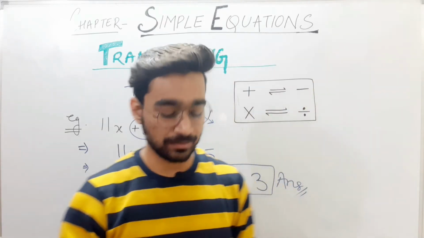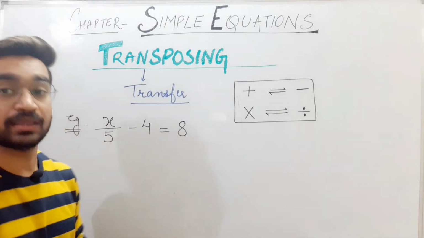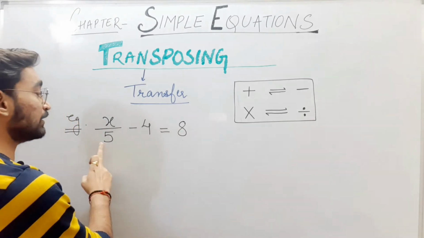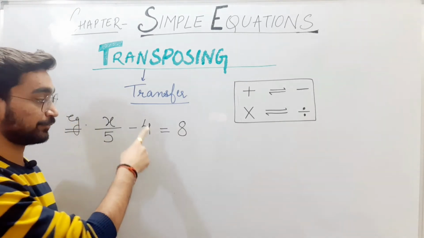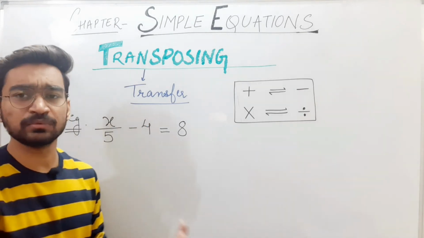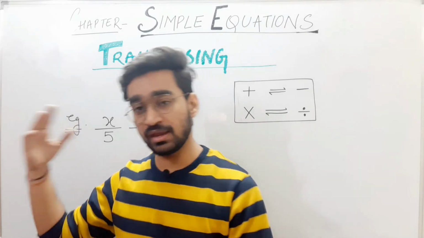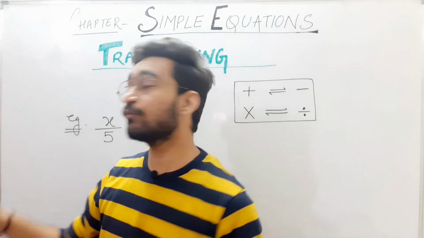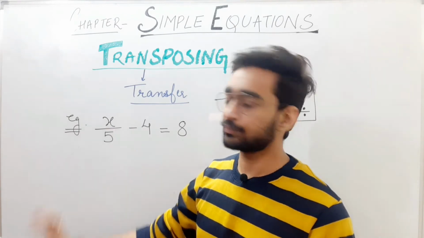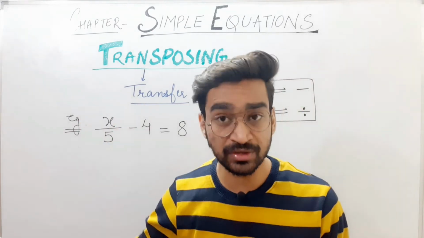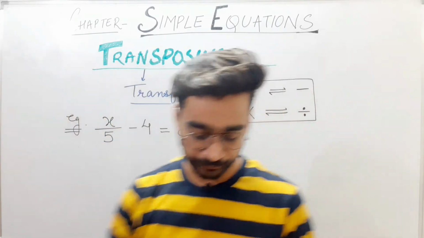Let's take another example. x upon 5 minus 4 is equals to 8. Now we can see that two numbers are there on one side with x, 5 and 4. In the transposing method also we have to always use the same concept which we use in the systematic method, that on one side of the equation there should be only the variable, no other thing. Only the variable should be there, and all the rest of the numbers should be transferred from one side to another side. Like that we have to do.